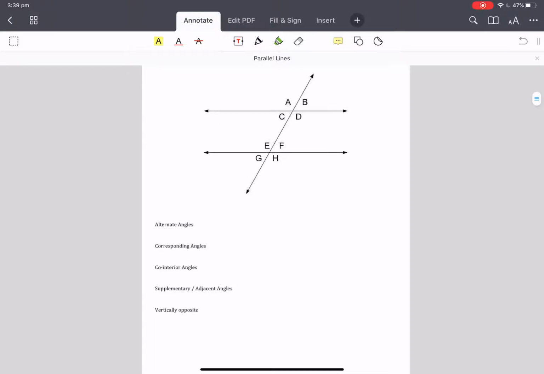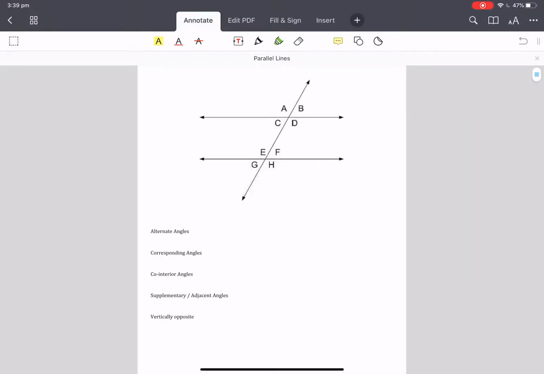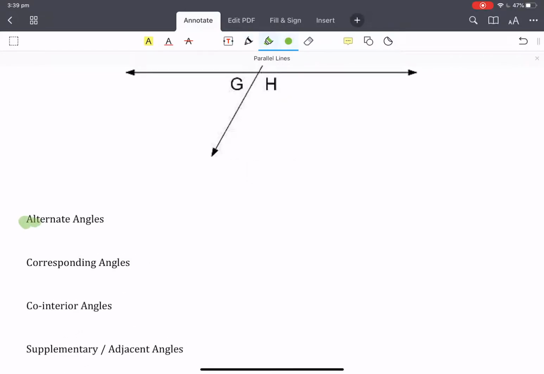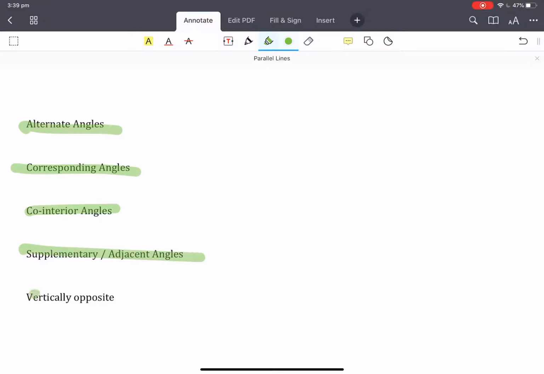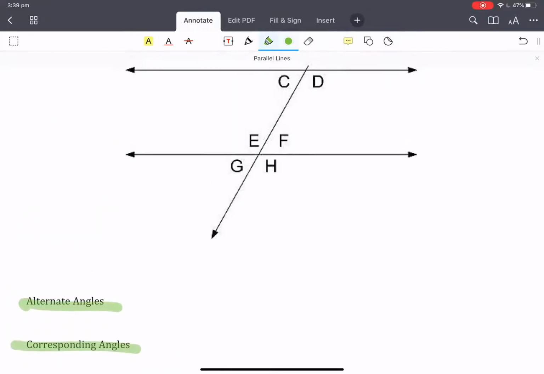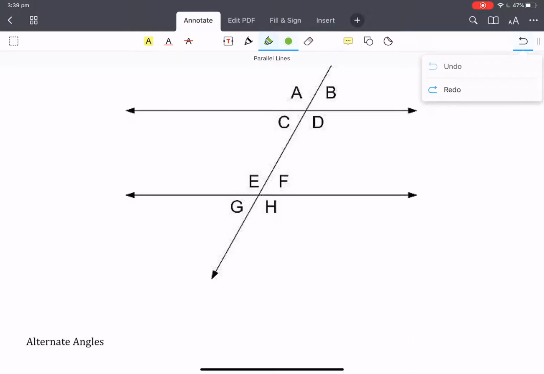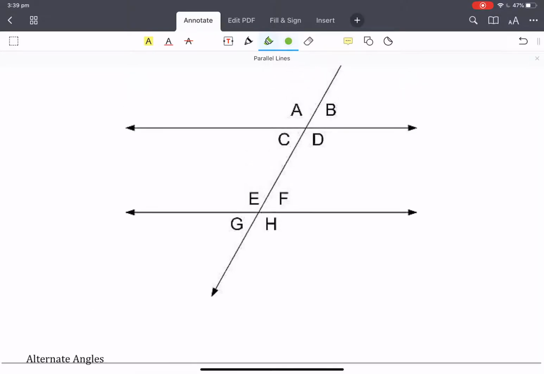Okay, this is actually year 7 revision where we've got those parallel lines and a transverse line across. These are parallel lines even though they don't have little arrows on them. We've got to remember alternate angles, corresponding angles, co-interior angles, supplementary angles and vertically opposite angles, and what they mean and what they do. So let's start with, I guess green will do, alternate.